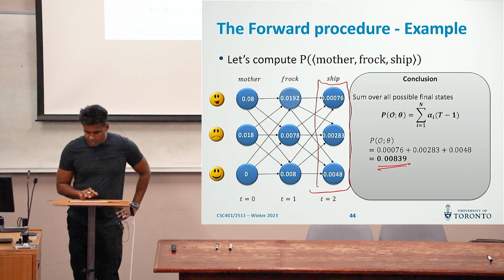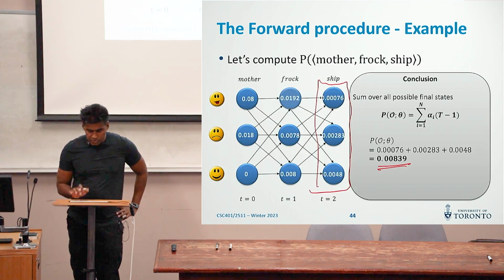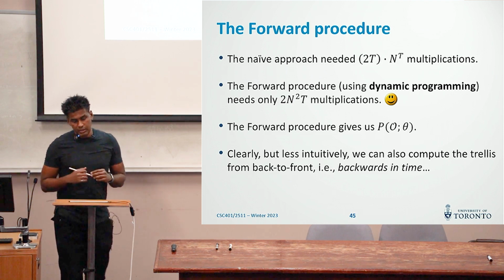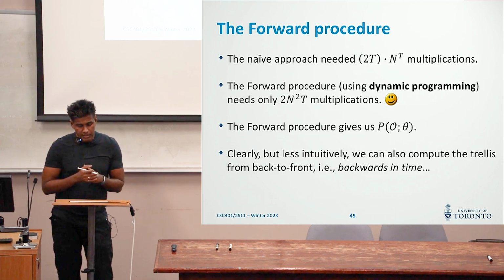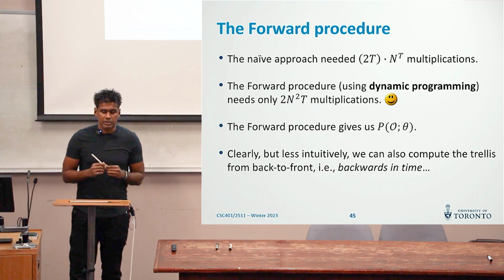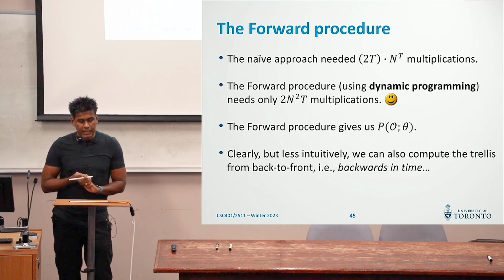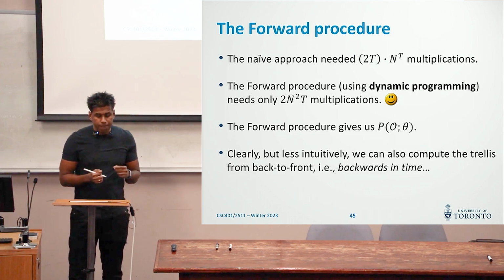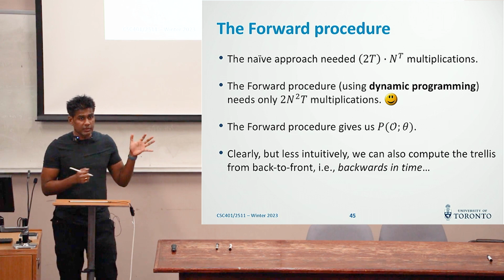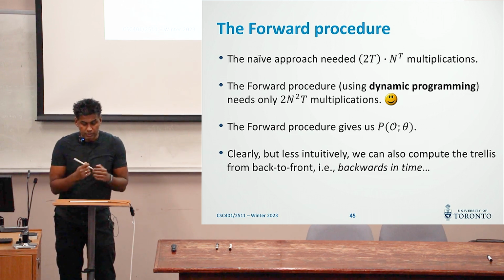Okay. All right, so what does the forward procedure give us? We basically improved our computation time from the naive approach, which was O(n^T). Using dynamic programming, it is now a quadratic number of multiplications. It's more feasible, and ultimately it gives us the observation likelihood. Remember that we could have done the same thing from back to forward, and we call it the backward procedure, which we'll be looking at next.